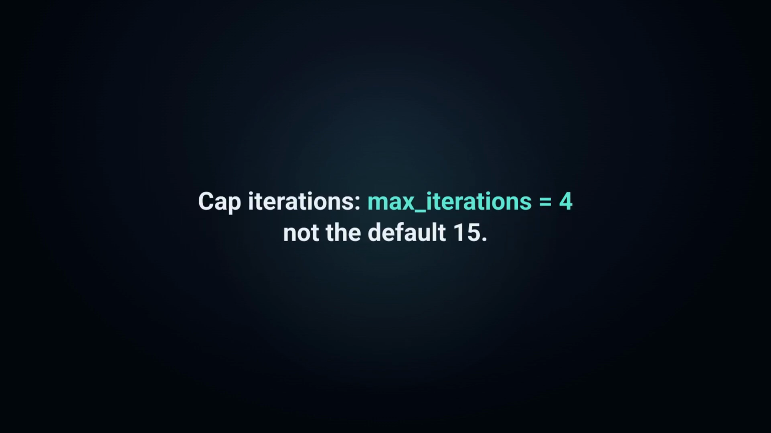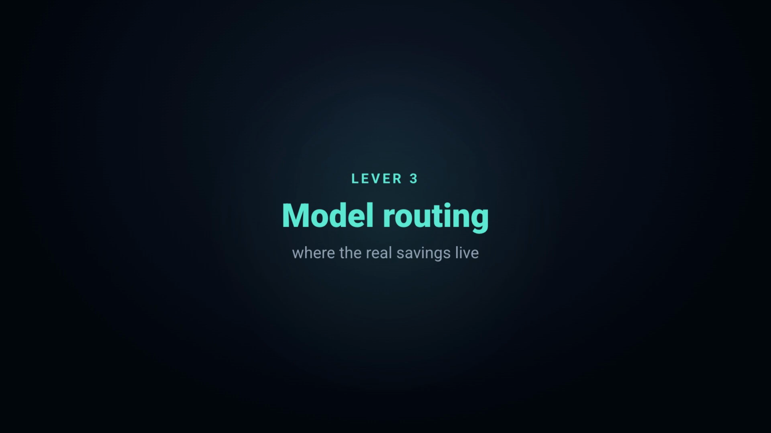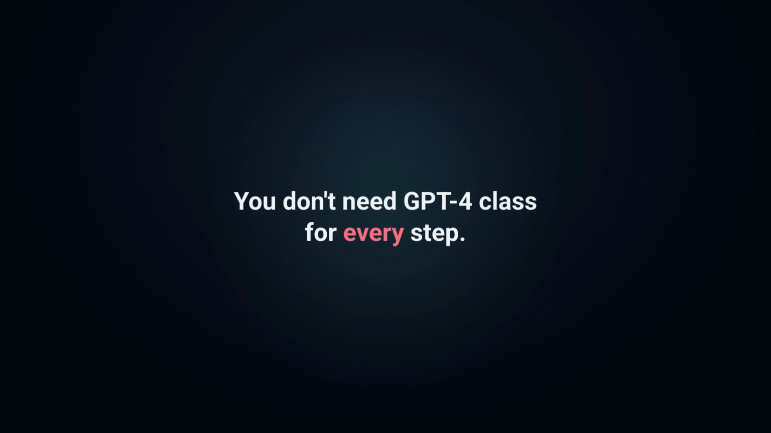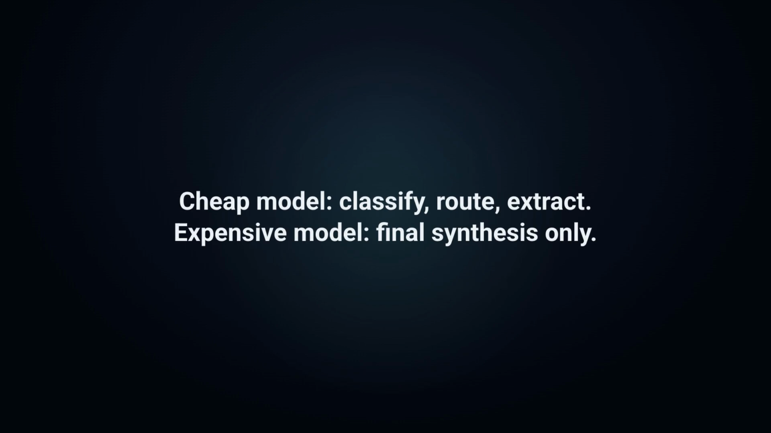Now let's talk about model routing, which is where the real savings live. You do not need GPT-4 class models for every step. Use a cheaper, faster model for classification, routing, and simple extraction, and reserve your expensive model for the final synthesis where quality actually matters. A common pattern: a small model decides which tool to call and formats the arguments. Then a larger model writes the final user-facing answer. This alone can cut costs in half while actually reducing latency, because smaller models respond faster.